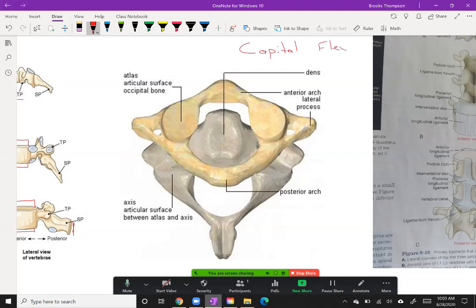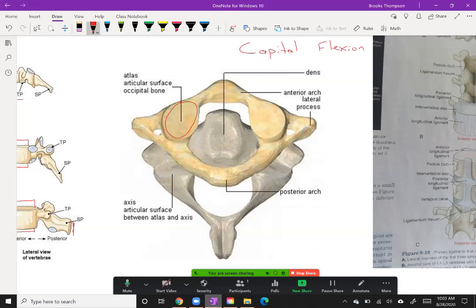Capital flexion or extension occurs right here, where you have the articular surface for C1 and the skull, okay? So this is your atlas. A lot of flexion and extension comes there. And when we do MMT, that's called capital flexion and extension.